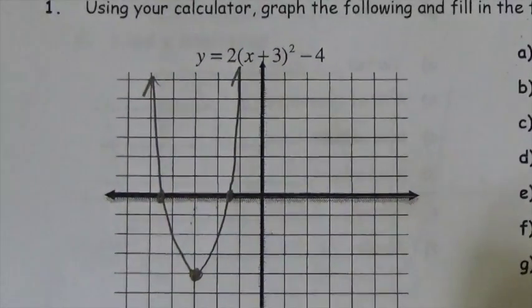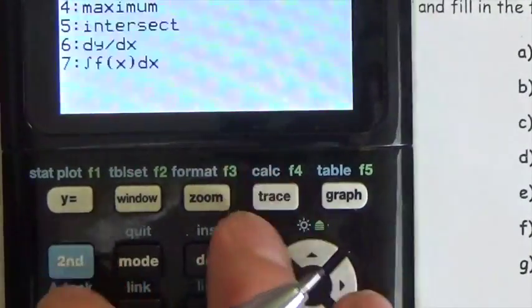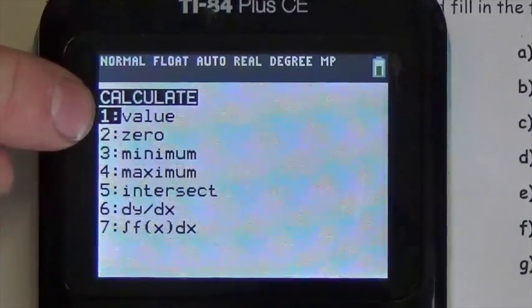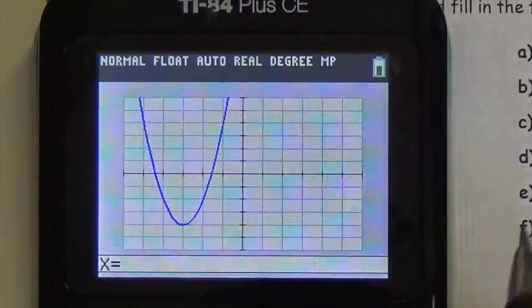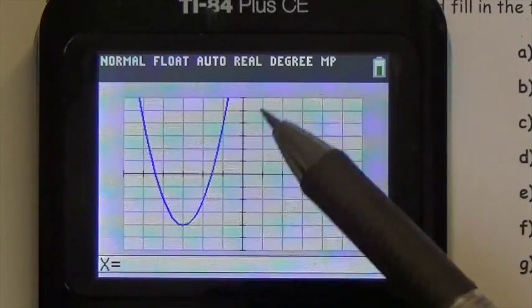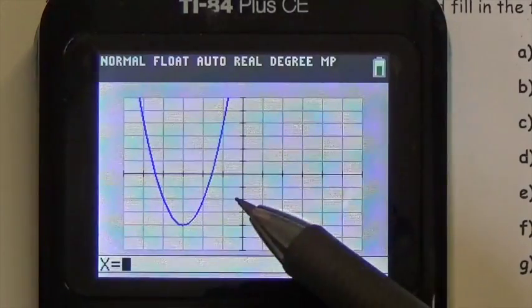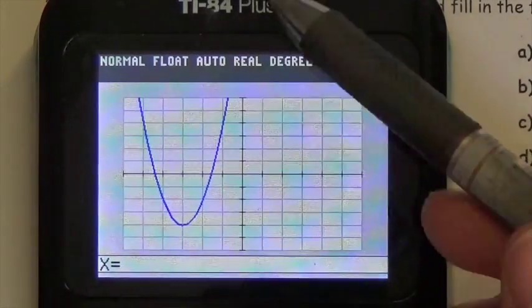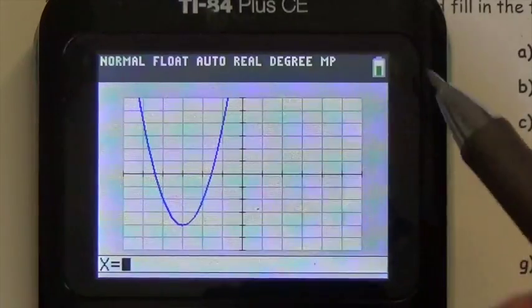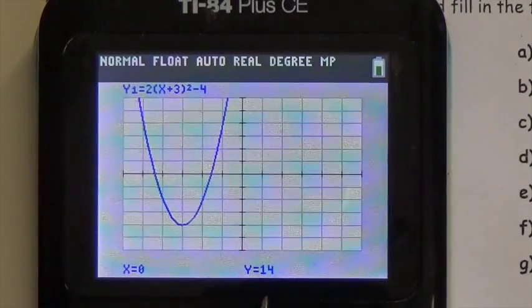All right, good. Now let's find the y-intercept. So we go back into the second trace or the calc menu. And like I said, we're going to use the value feature. And notice that the calculator is now waiting and saying x is equal to what here? Now, the y-intercept here, you can see, is not on the screen. I hope it's clear that it's going to be above the screen that I'm seeing here. If I enter in 0 for x, press enter, it tells me that the y-intercept here is 14.